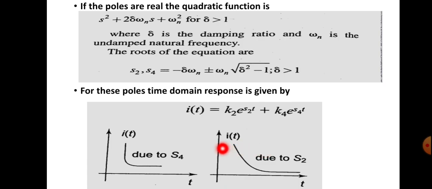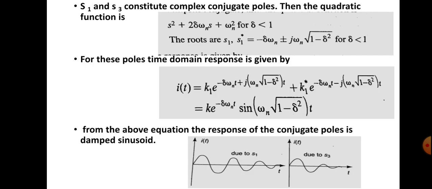That means you can see from the figure that the response due to the pole S4 dies faster compared to that of the S2. See, here there is a drastic change from the higher value to lower value. But here the higher value of response I of t changes slowly and finally it decays to 0 in a slow manner. So from the graph you can see that the response due to the pole S4 dies faster compared to that of the S2.